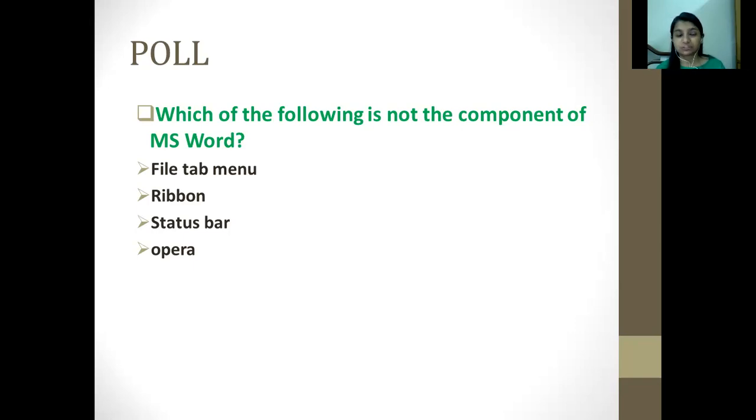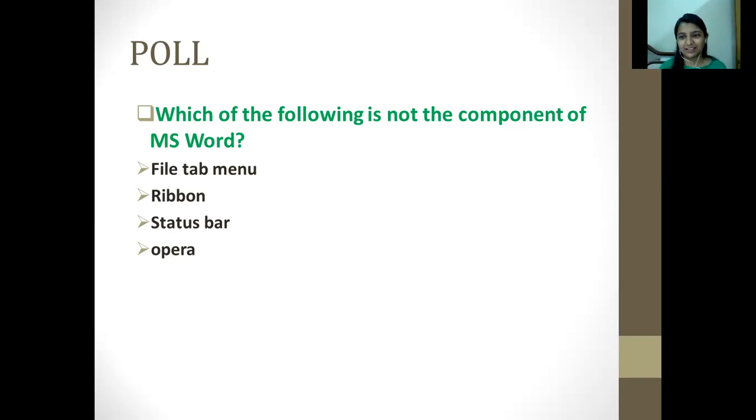Okay, then we understood about the status bar, which gives the entire information. So what is left? Opera. We have not understood about this. So this is not the component of MS Word, because we have not understood about that. In actual, it is a web browser.